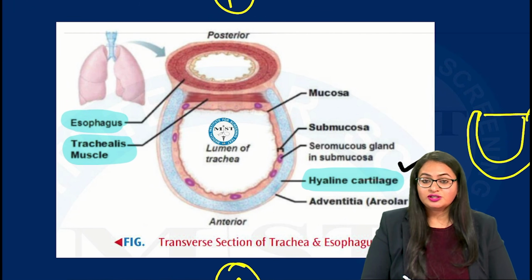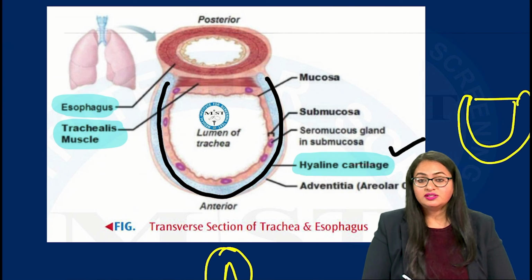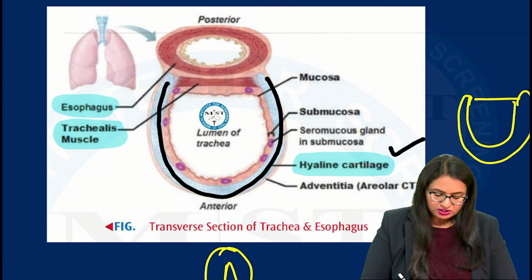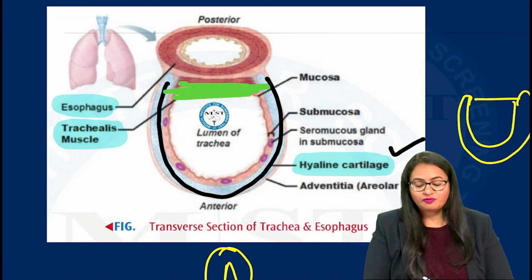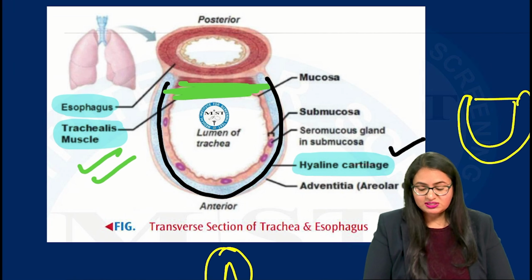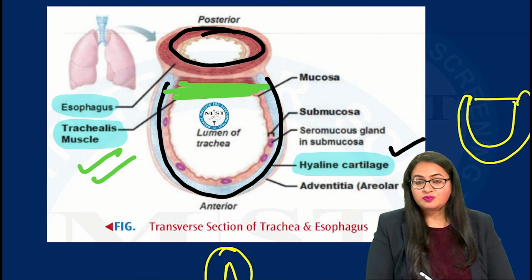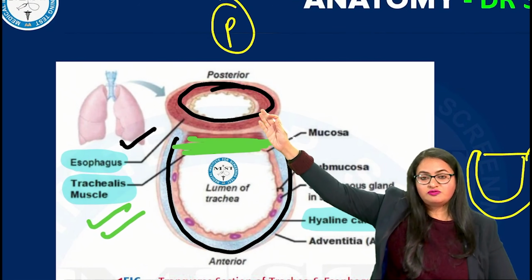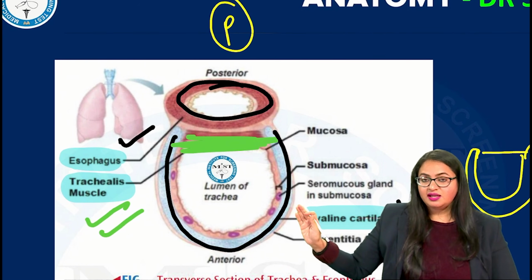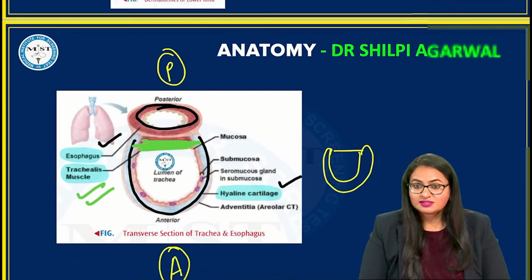This is the hyaline cartilage on the anterior side, the C-shaped cartilage, and on the posterior aspect there is a muscle filling the gap. This muscle is the trachealis muscle. Behind it, the oval-shaped section is the section of the esophagus. So this is the section of the trachea and this is the section of the esophagus. In the trachea, anteriorly there is hyaline cartilage, and posteriorly it is filled by a muscle, the trachealis muscle.